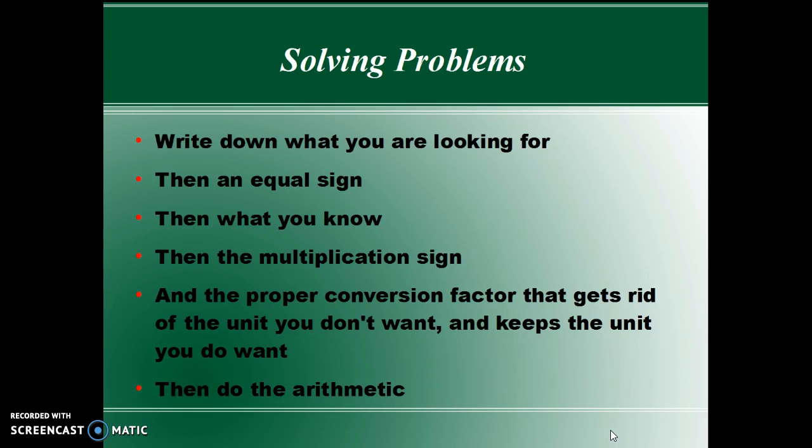Remember, when you solve problems, there are several steps. First, you write down what you are looking for, and usually put a question mark there so you remember that's what you're looking for. Then an equal sign, then what you know, what you're given, the multiplication sign, then you write a horizontal bar for the conversion factor. You put the unit you don't want in the denominator, down the drain, and you keep the unit you do want in the numerator. Then the unit that you don't want will cancel out if you have the correct conversion factor. And then you do the arithmetic.